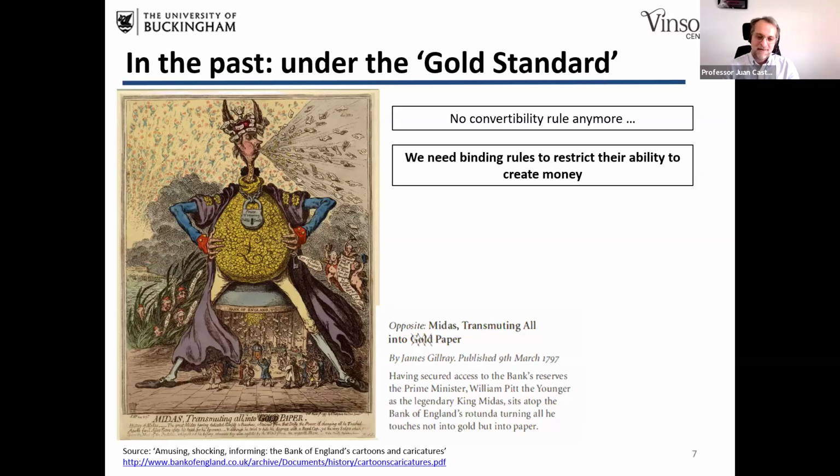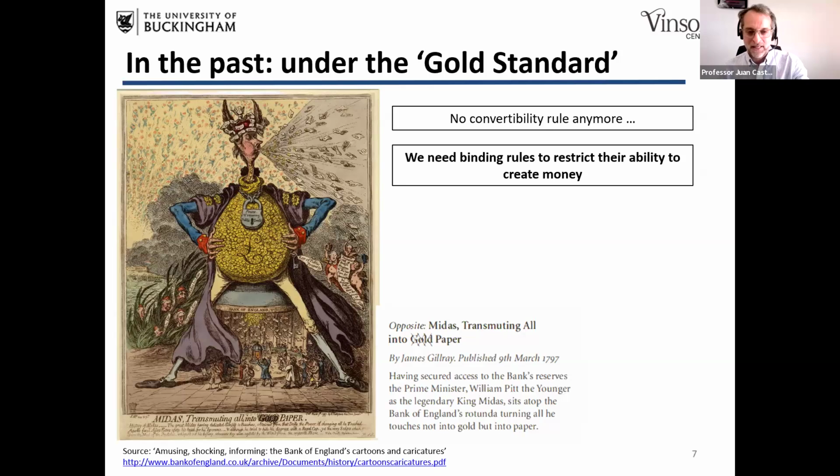Here you have an excellent, beautiful caricature by James Gillray, depicting a time before the classical gold standard, but indeed the gold standard in the UK, in England, at the time of the Napoleonic Wars, at the end of the 18th century and the beginning of the 19th century. This one is from 1797, and it's depicting the power of the sovereign. Well, in this case, not the sovereign, it's the prime minister, the executive, the government, William Pitt the Younger, to create money under the gold standard.